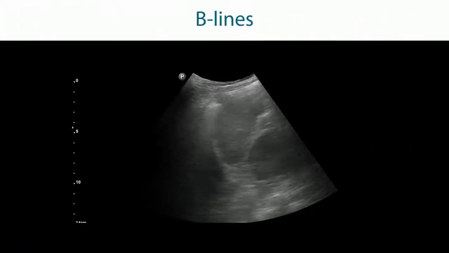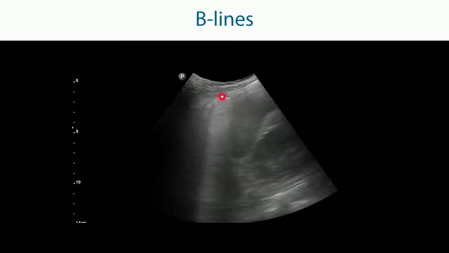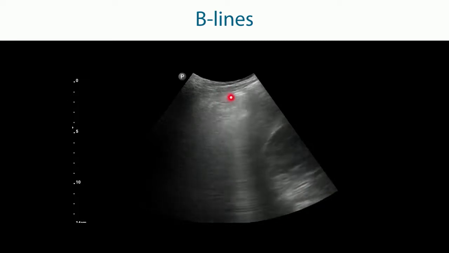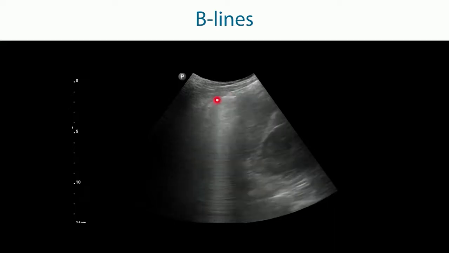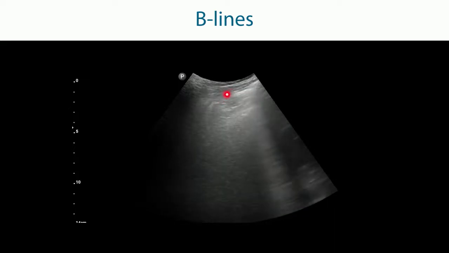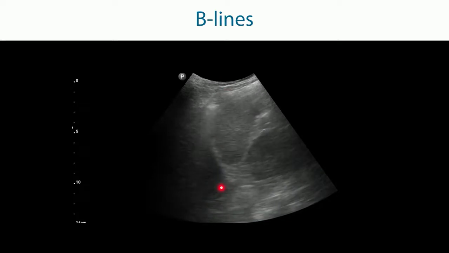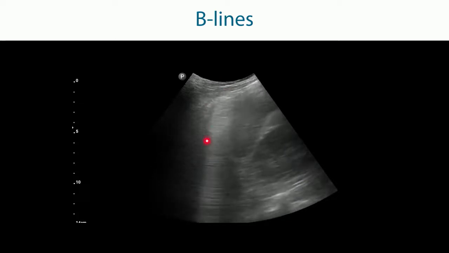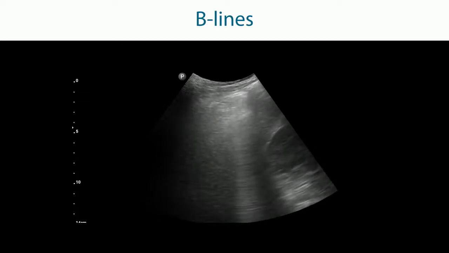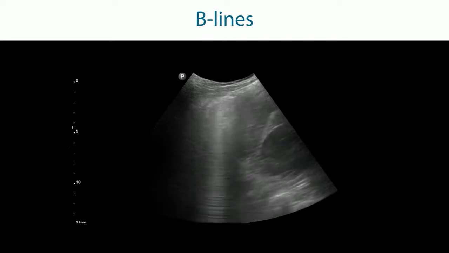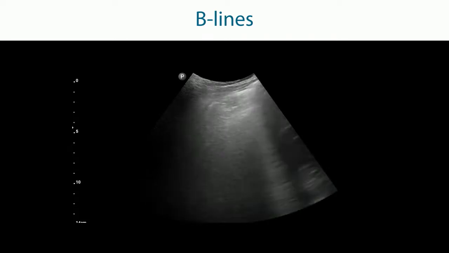Let me show you this example again. Here you see one single B-line, but this B-line shows all the typical findings we can see. It originates at the pleura, it doesn't fade until the end of the screen, it's hyperechoic and it moves with breathing. Right, and some have also called it searchlights, because if you look at this image, it truly does look like a searchlight.